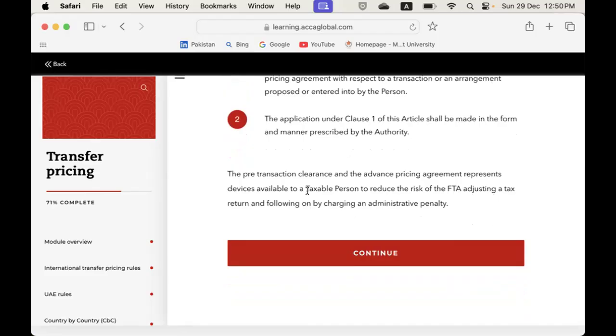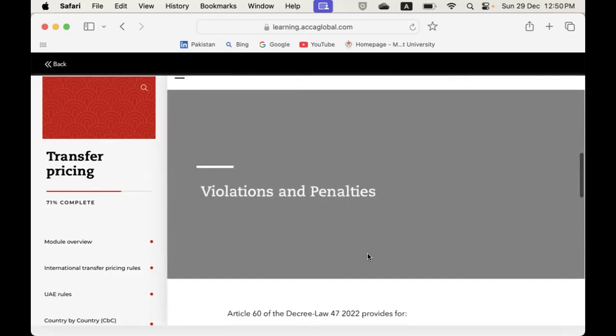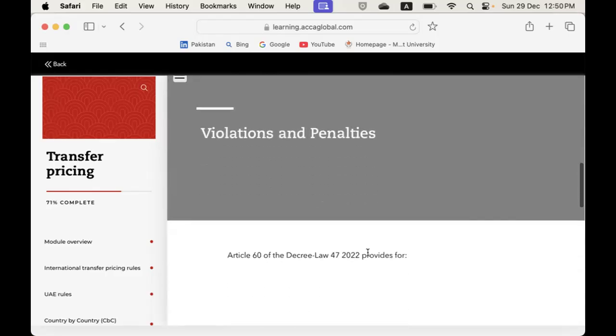And after this, the company will be able to avoid a huge exposure available to the taxable person, to reduce the risk of the FTA adjusting a tax return and following on by charging an administrative penalty. By spending this small amount and doing some effort, you can avoid huge transfer pricing exposure.